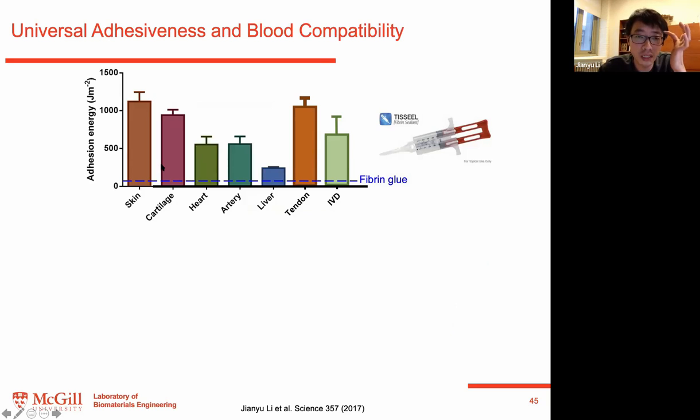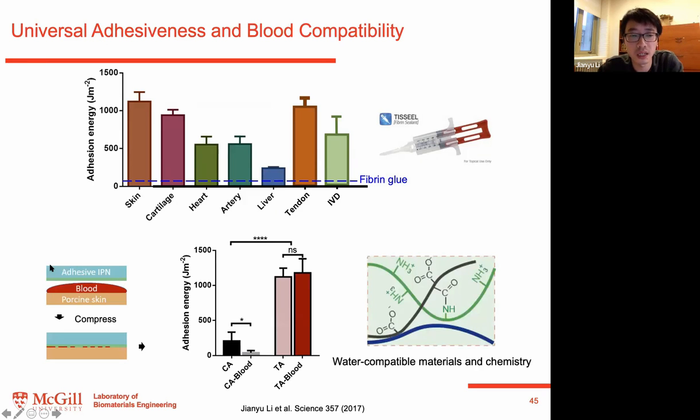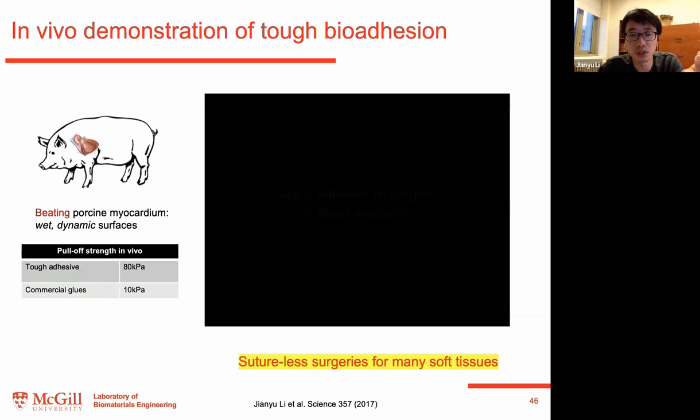We demonstrated our strategy works on different kinds of tissue, and they consistently outperform the fibrin glue used in the clinic. And since it is a water-compatible material with water-compatible chemistry, we have performance independent of blood exposure. The cyanoacrylate, the super glue, in contrast, has much worse performance because the blood triggers instantaneous solidification of the cyanoacrylate. In that case, it cannot form adhesion with the tissue.